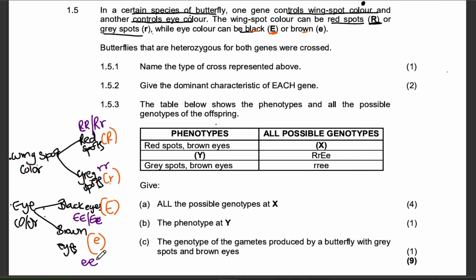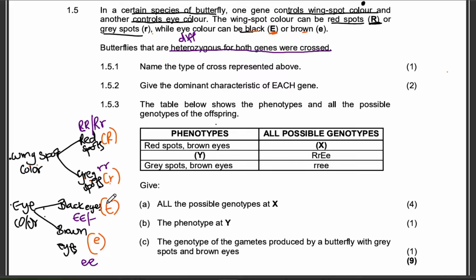Butterflies that are heterozygous for both genes were crossed. Heterozygous meaning they are having different genes. So that means it will be one capital letter and one small letter for the same letter. The heterozygous ones here are the red spots and the black eyes. Let me write this genotype again: capital letter E, small letter e.